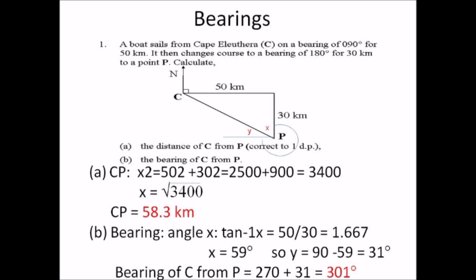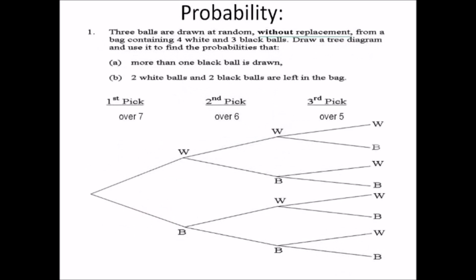Bearings, A, the CP, the cost price, CP, the line CP worked out to be 58.3 kilometers, and you would have to use Pythagoras there again, use a calculator to work out square root of 3400, and then the bearing worked out to be 301 degrees. Remember, you wanted the bearing of C from P.